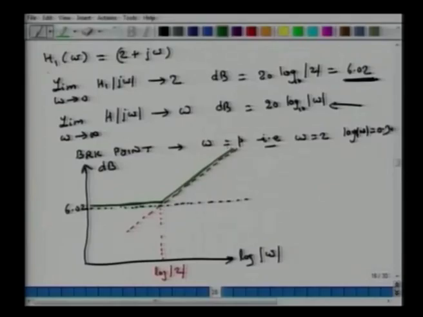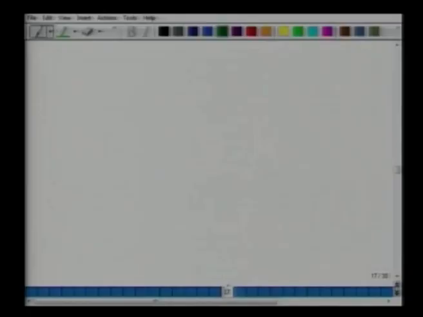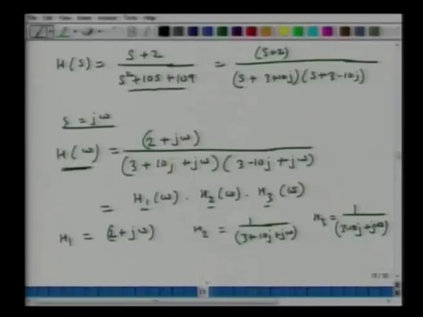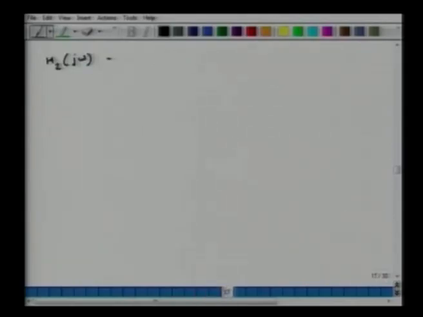So this is the plot for h1. Now I will draw a plot for h2. So h2 we have seen in terms of j omega is this whole term, 1 over 3 plus 10j plus j omega.